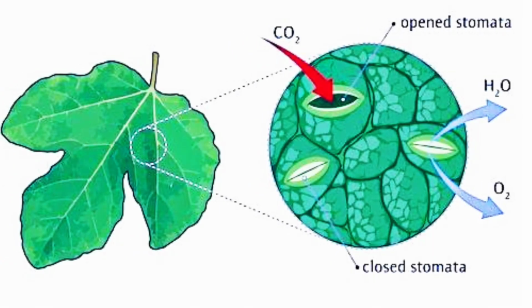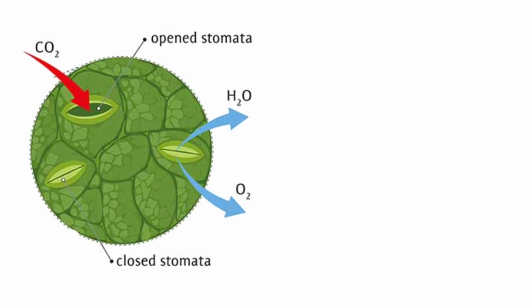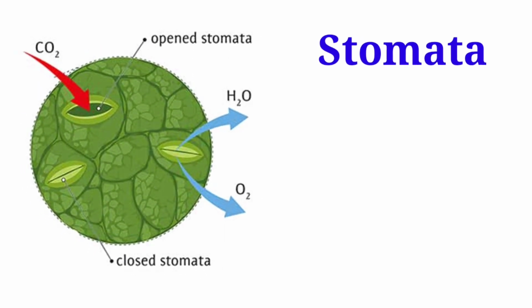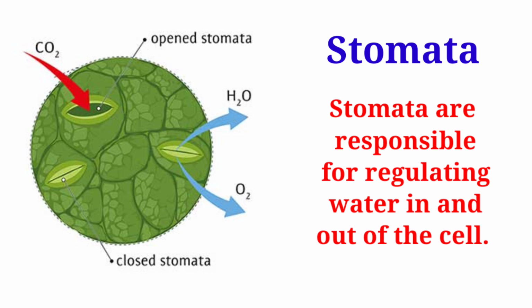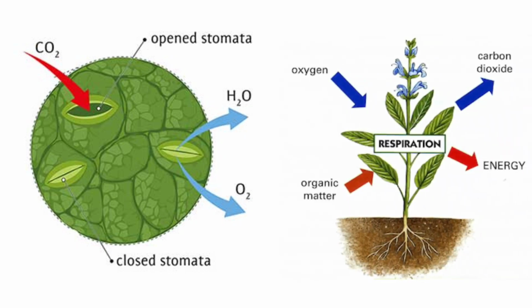Helps the plant breathe. The epidermis of the leaf contains guard cells that control and regulate the small pores on the undersurface of the leaves. These pores are called stomata. Stomata are responsible for regulating water in and out of the cell. They are also responsible for the exchange of gases across the epidermis.